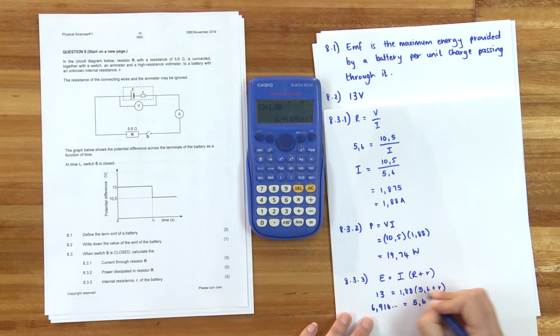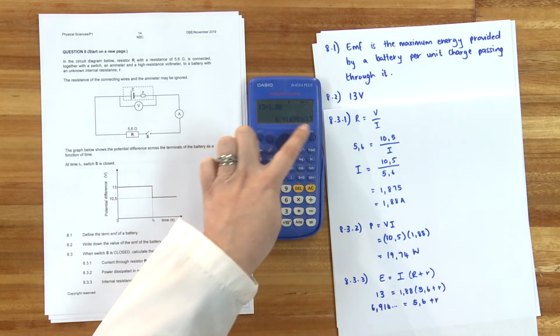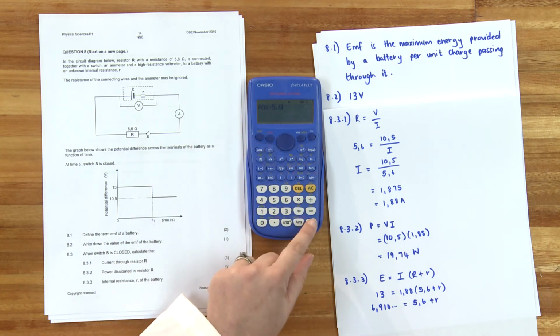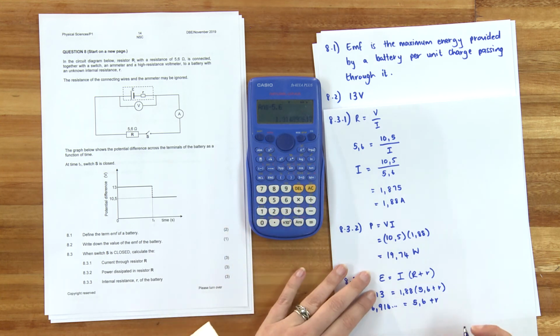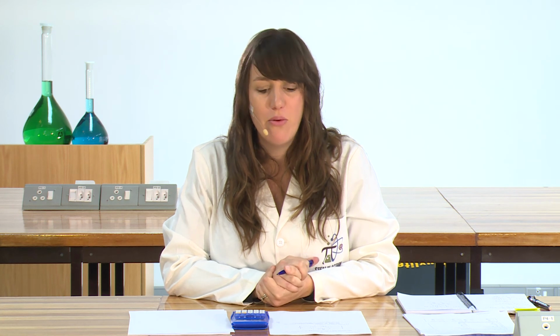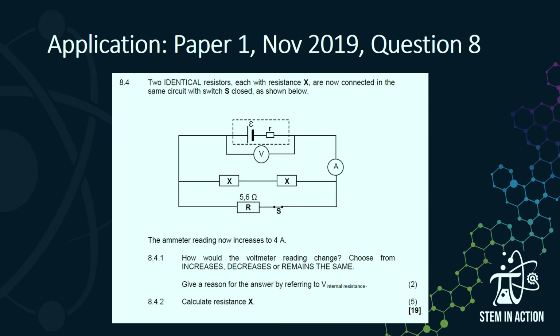5,6 plus r is now left on this side. So what do we need to do to get r by itself? We need to take that answer and subtract 5,6. So I've still got the answer on my calculator, I can simply say minus 5.6. And we get r to be equal to 1,314, so 1,31 ohms.